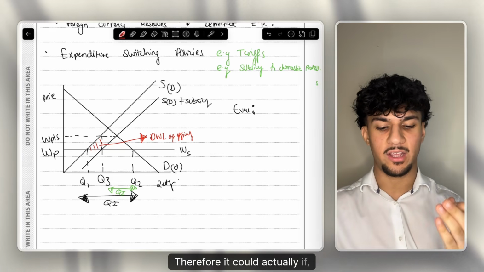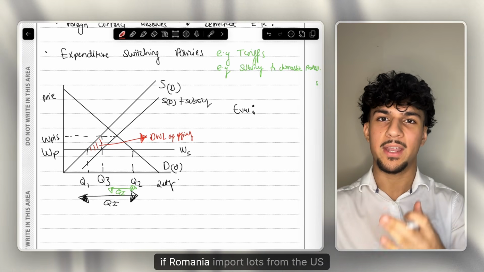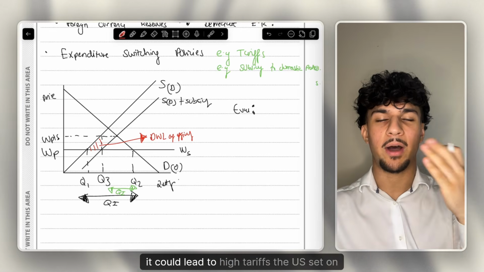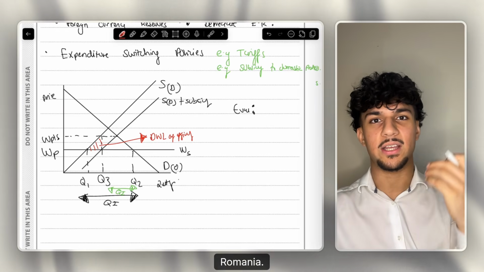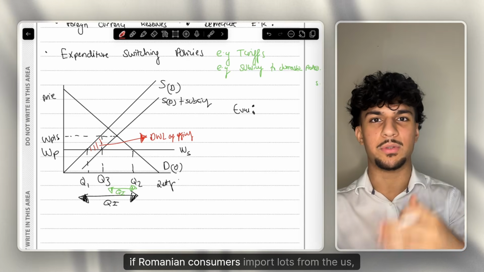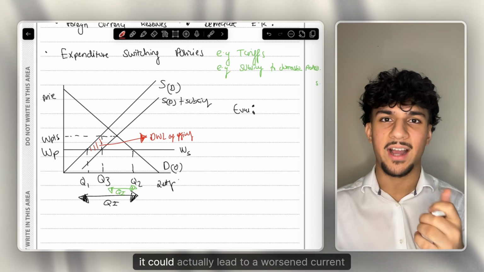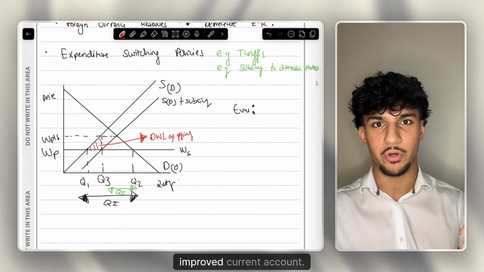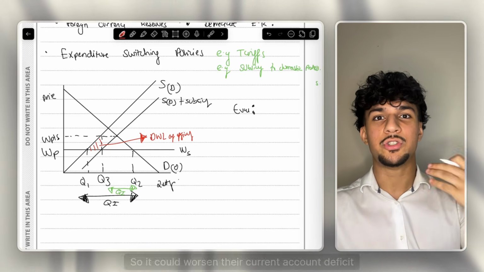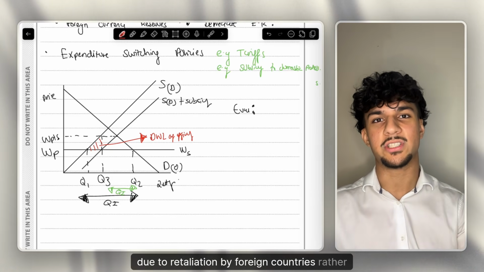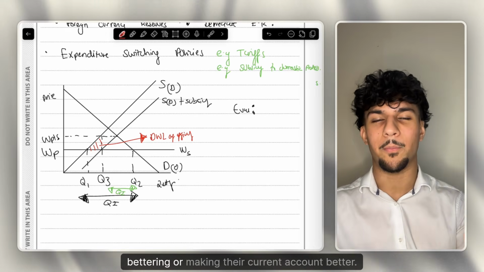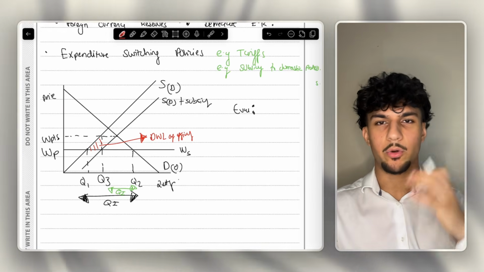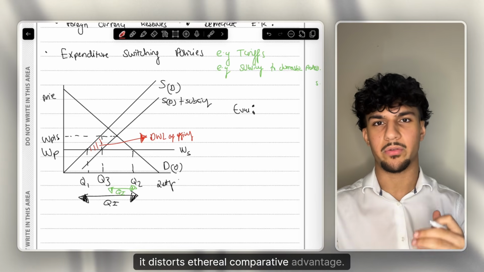Therefore, if for example Romania imports lots from the US, due to this policy it could lead to high tariffs the US sets on Romania, thus meaning if Romanian consumers import lots from the US, it could actually lead to a worsened current account rather than an improved current account. So it could worsen the current account deficit due to retaliation by foreign countries rather than making the current account better. So in summary, by the EU subsidizing its Romanian farmers, it distorts the theory of comparative advantage.